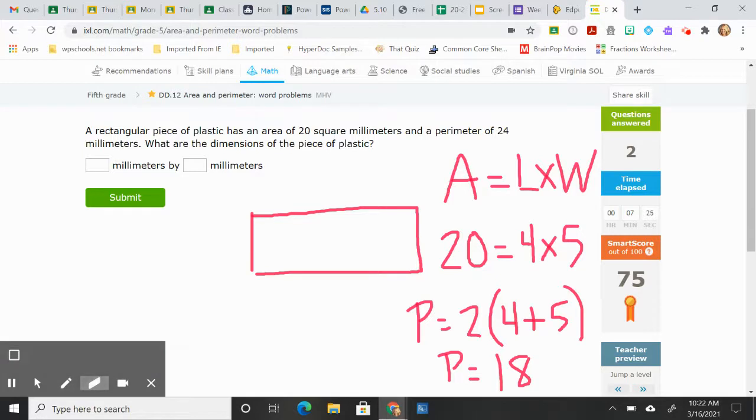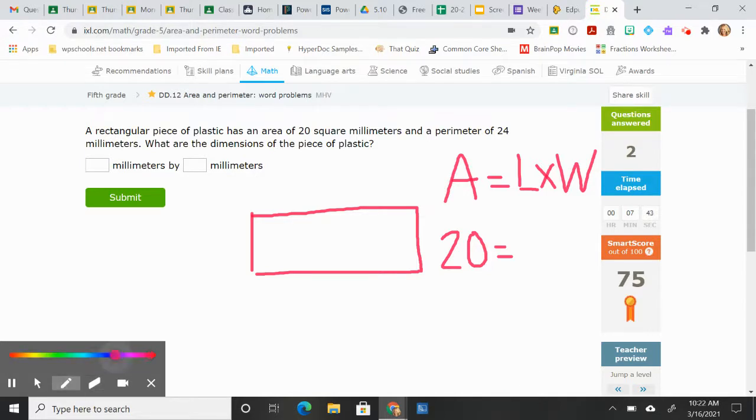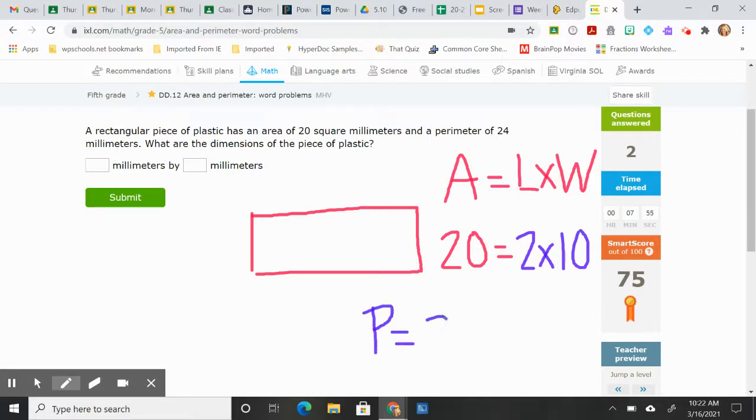So how else can I get the area of 20? What other numbers can I multiply to make 20? How about 2 and 10? Yes. Okay, so let's try that. So if my area is 20, then I could have a rectangle that was 2 by 10, okay, that's going to give me an area of 20. Would that give me a perimeter of 24? So 2 times 2 plus 10. 2 plus 10 is 12. 2 times 12 is 24.